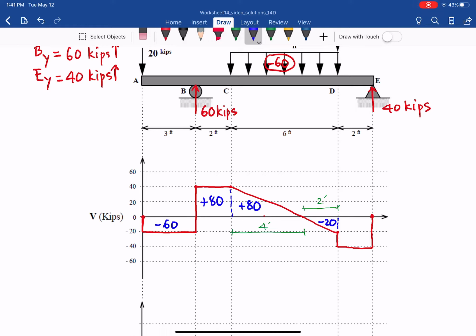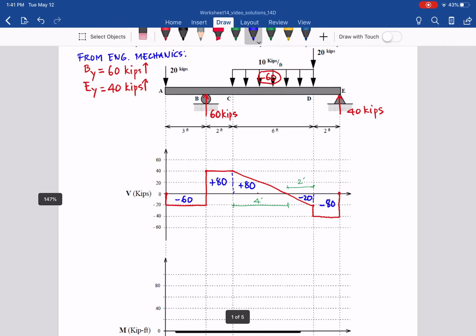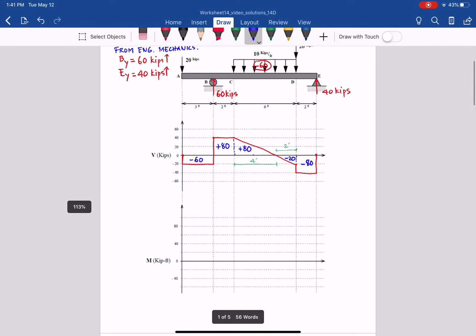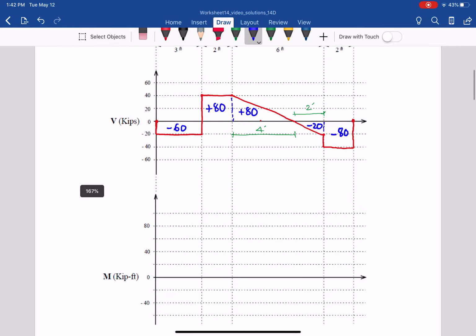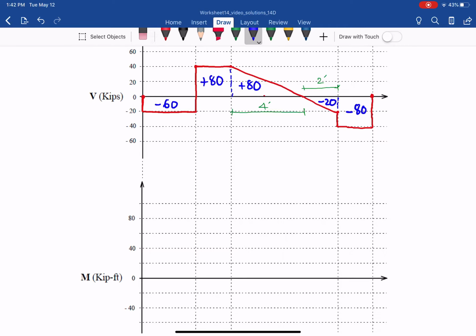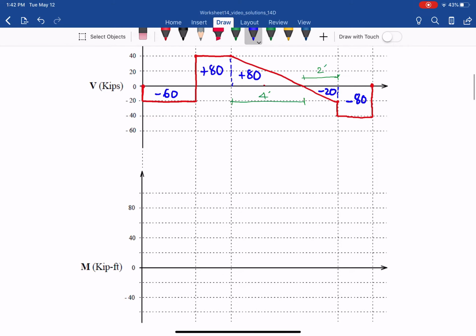And the last area, between D and E under the shear curve, is 40 times 2, which is negative 80. So from that we can go ahead. This is a good review for us of the shear and moment diagram. So, moment.